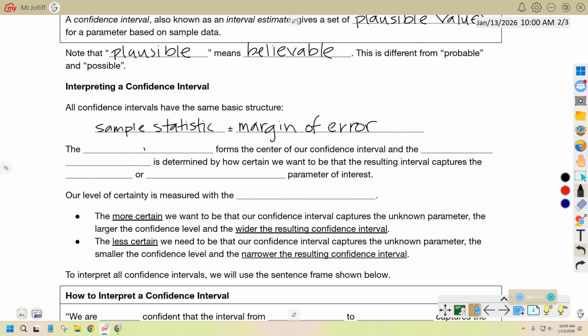I'm hoping that word sounds familiar. So when we build these, our sample stat forms the center of the interval. And the margin of error is determined by how certain we want to be that our interval captures our value.